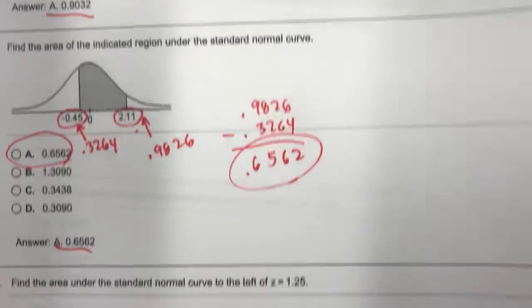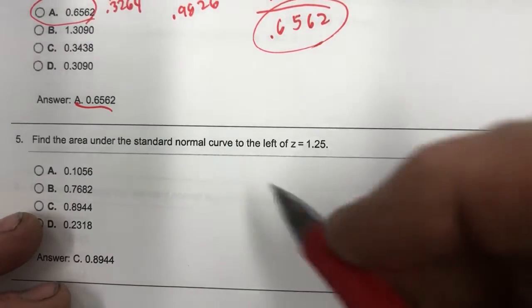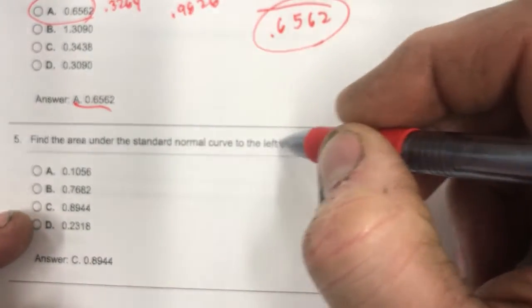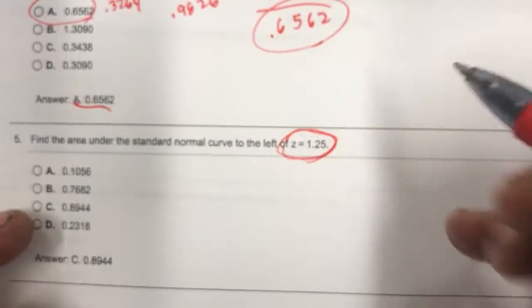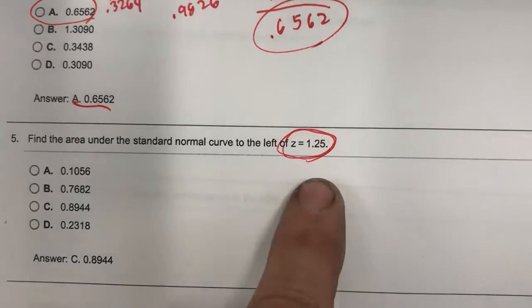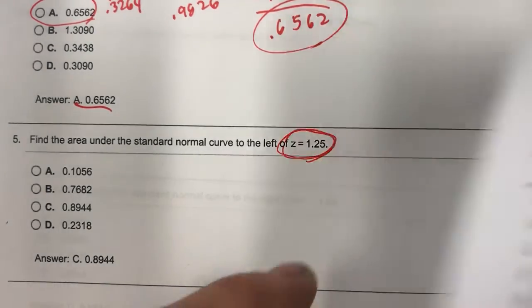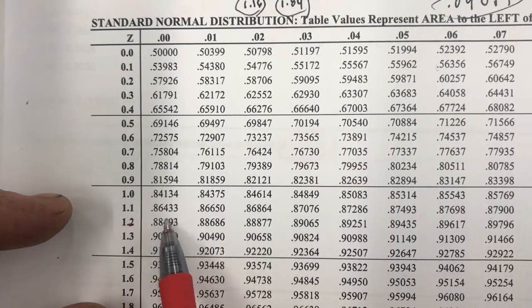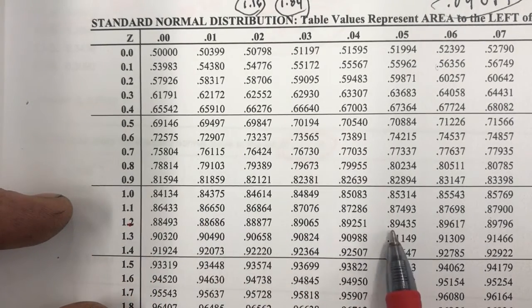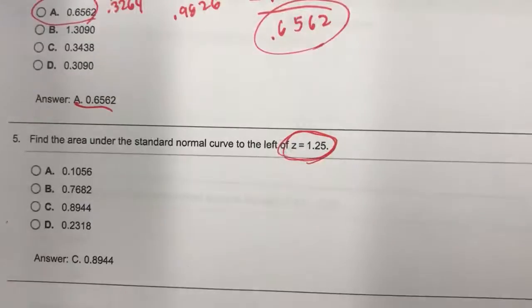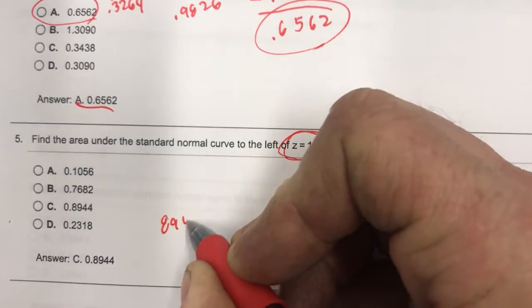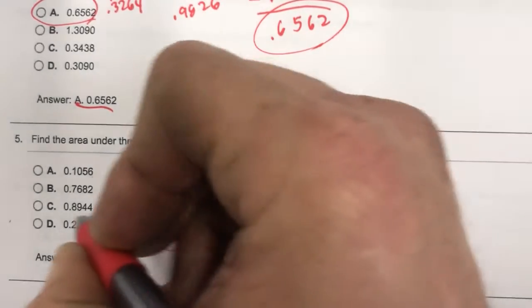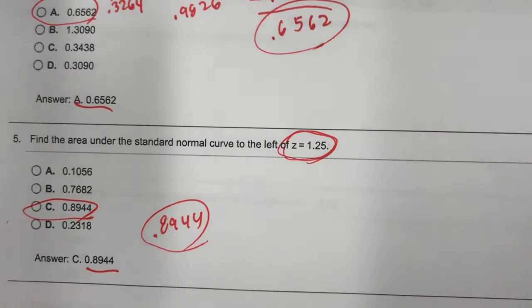Okay, now number 5 here says, find the area under the standard normal curve to the left of this. So that's what this chart does. So I just look this up and I'm finished. 1.25. So here's 1.2, 0, 1, 2, 3, 4, 5 right there. 0.8944, which is right here, C.